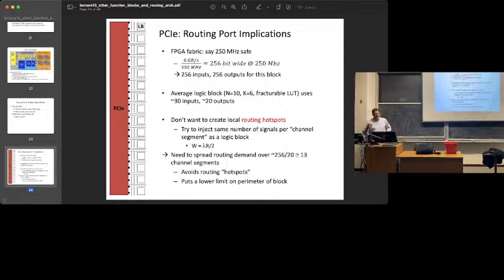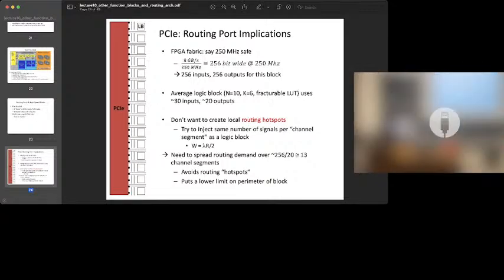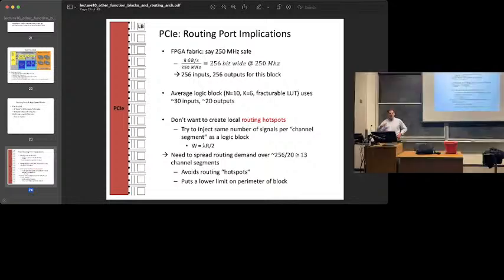The reason is, remember our rule from earlier: our channel width has to be lambda, the number of used inputs for a block, times the average distance, r bar, that they have to travel, and then we can divide by 2, because some of them might be going horizontally and some vertically. Lambda for a logic block is about 30, and lambda for this PCI Express block is about 256. So if we hook it up to just one of our routing channels, it's going to be a big problem. It's going to be a big routing hotspot.